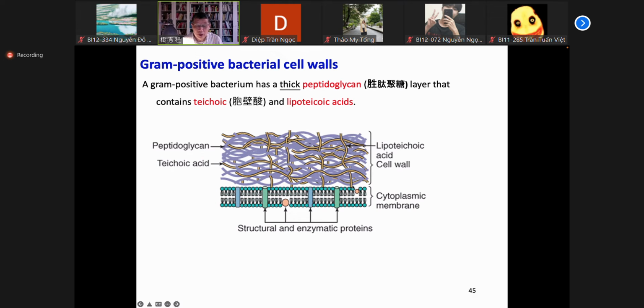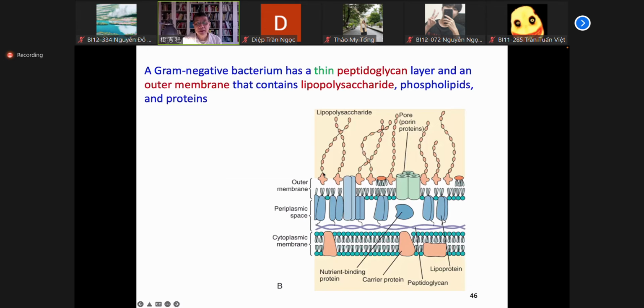So the gram-positive bacterial cell wall consists generally of these three kinds of molecules. First is peptidoglycan. Peptido means peptide, a small chain of amino acids. Glycan means a sugar chain. Teichoic acid means wall acid. Lipoteichoic acid means lipid wall acid. Okay, let me explain.